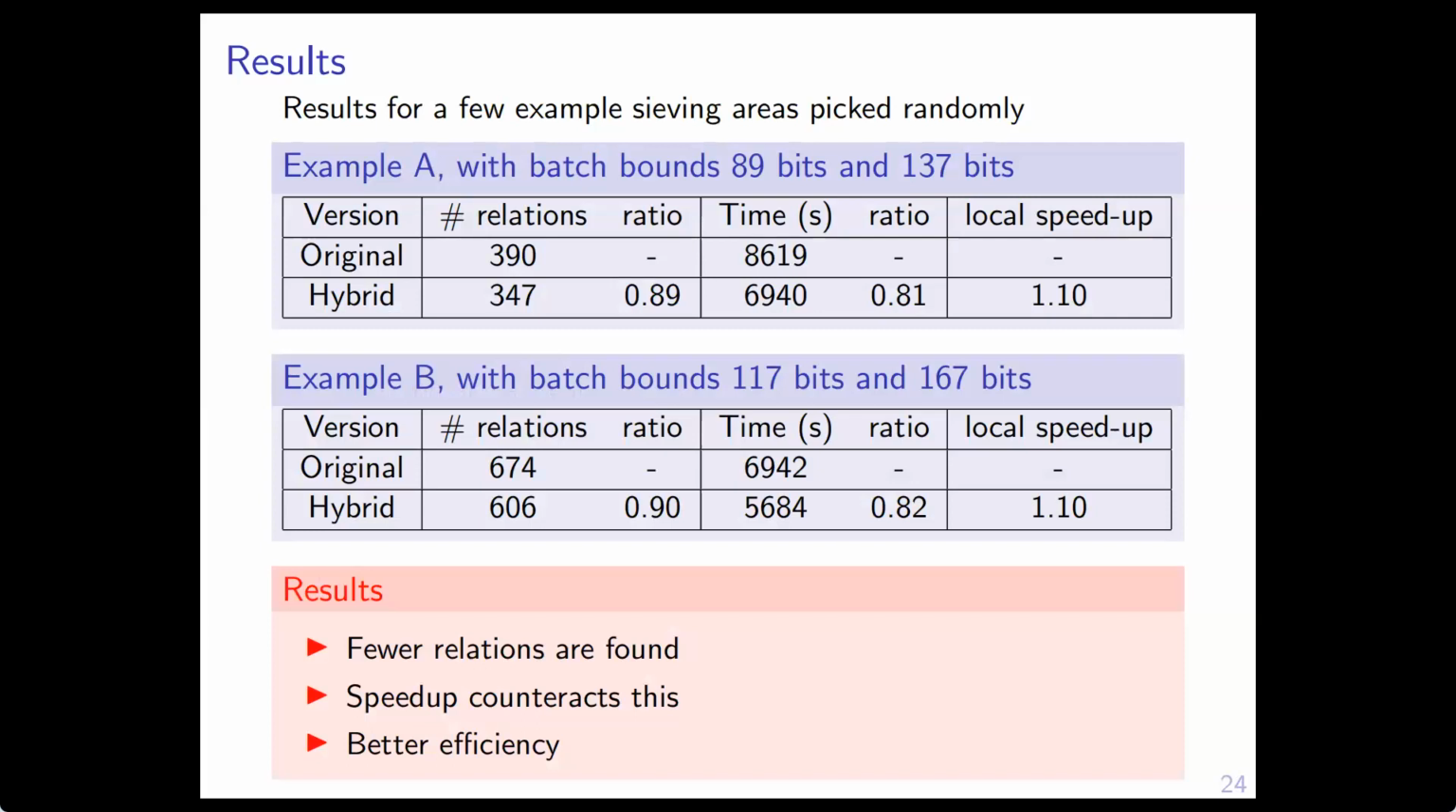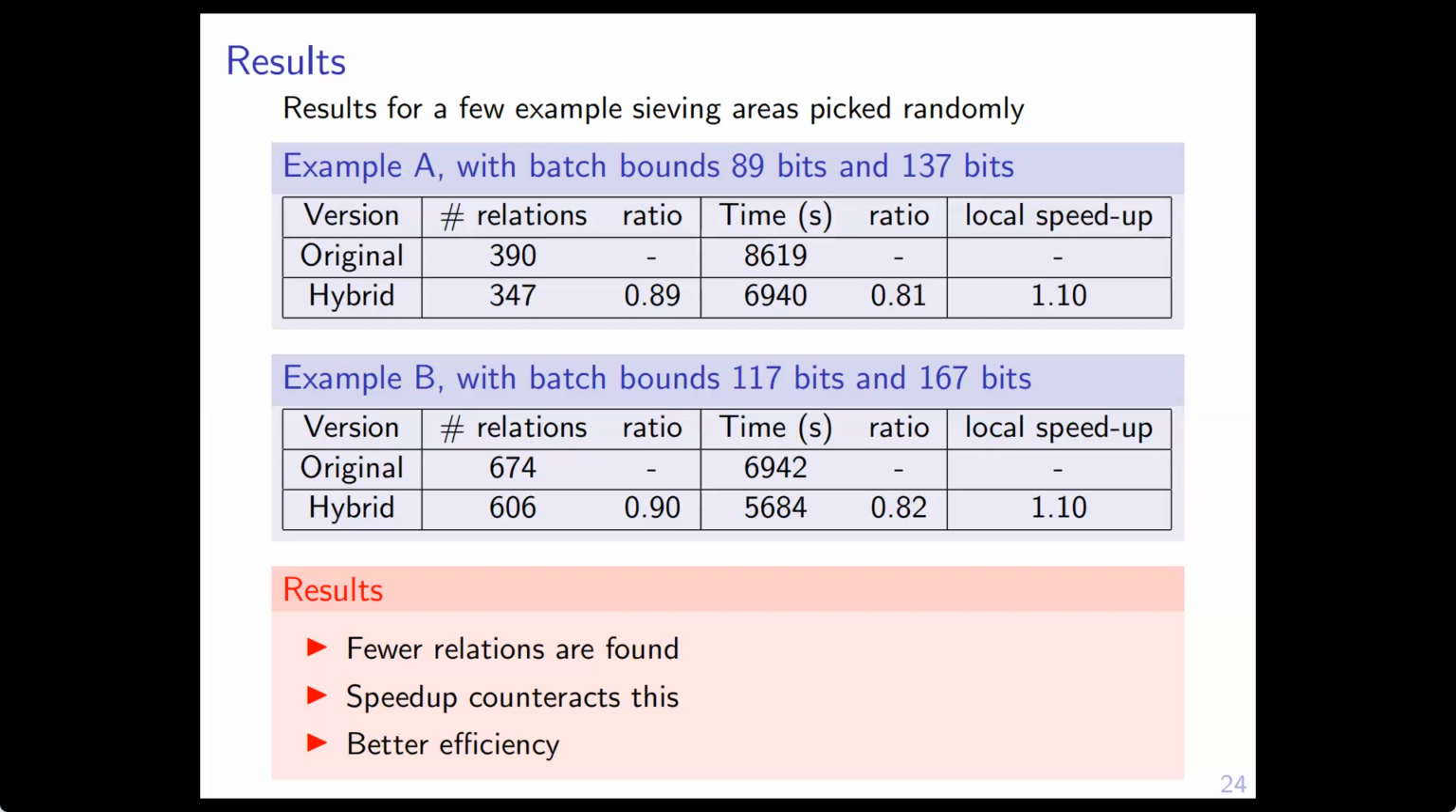Here are a few of our results. We picked a few example areas. The first one is here. On the original version, on this specific area, we found 390 relations in about 1800 seconds. And our hybrid version found fewer relations, 347, however in much less time, 6900 seconds.